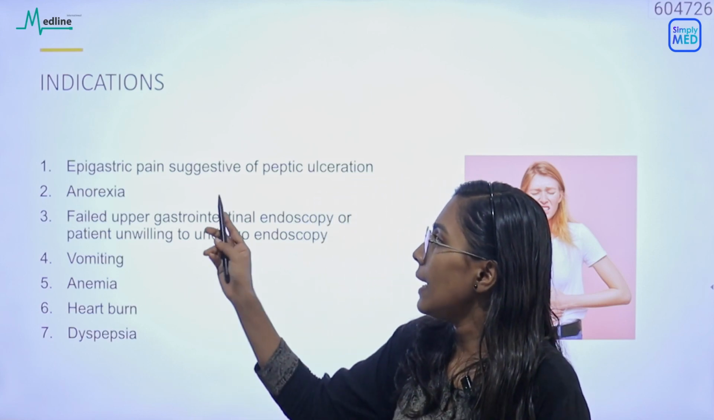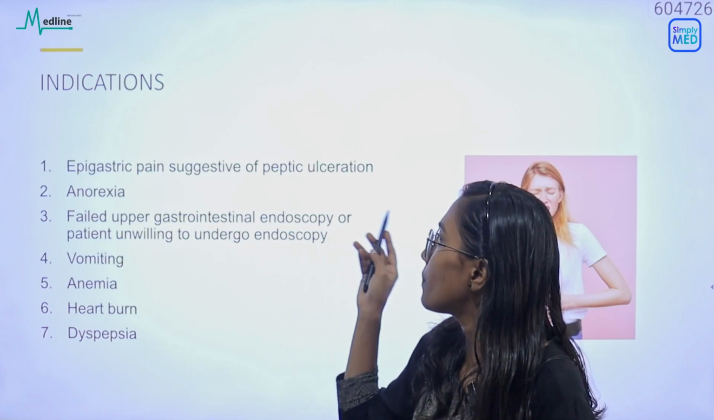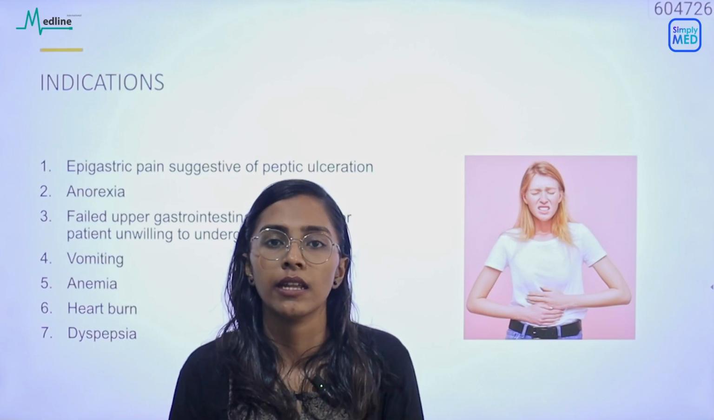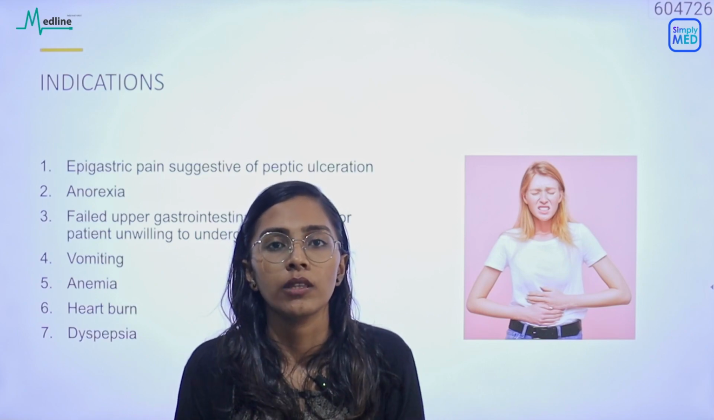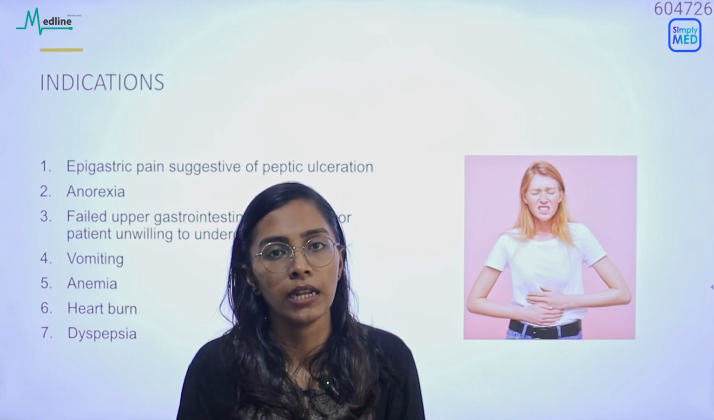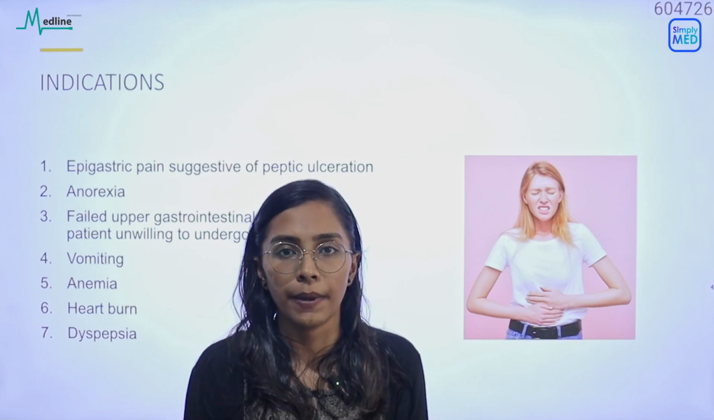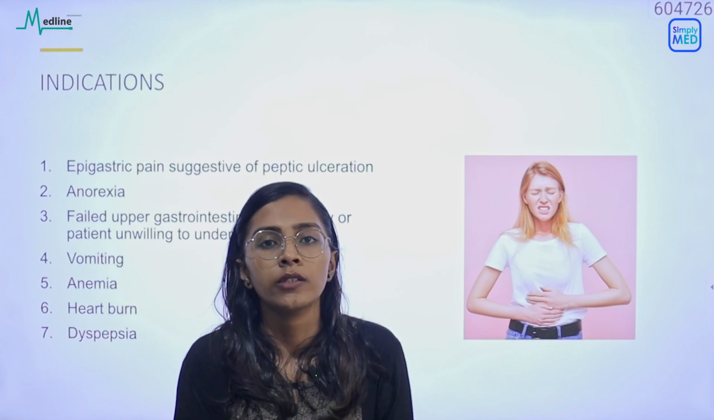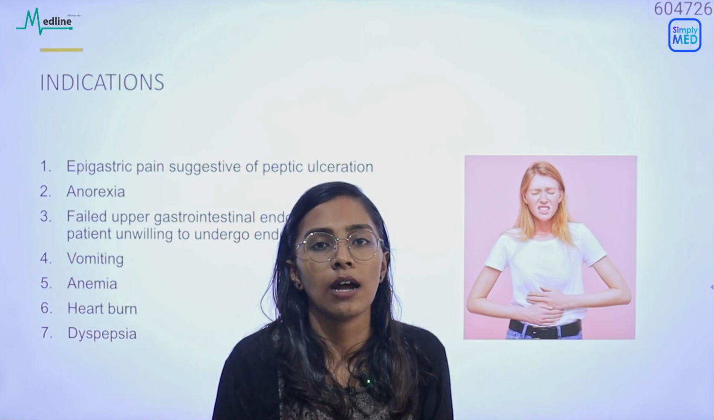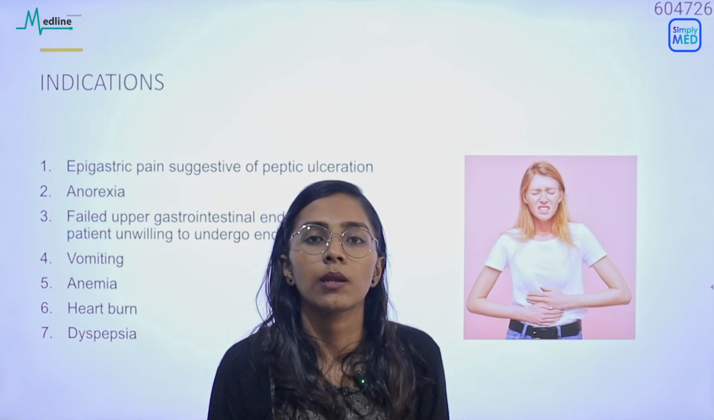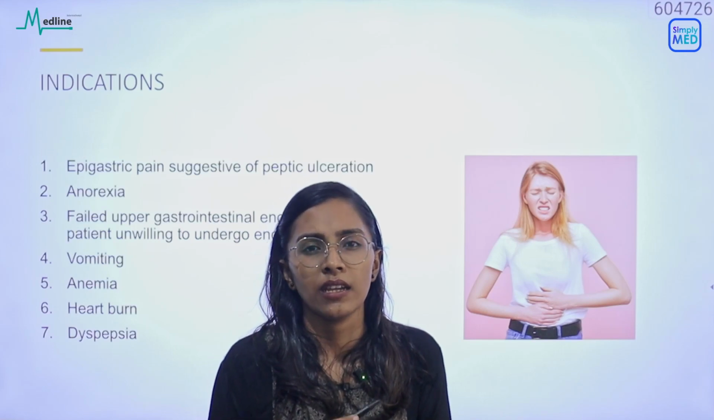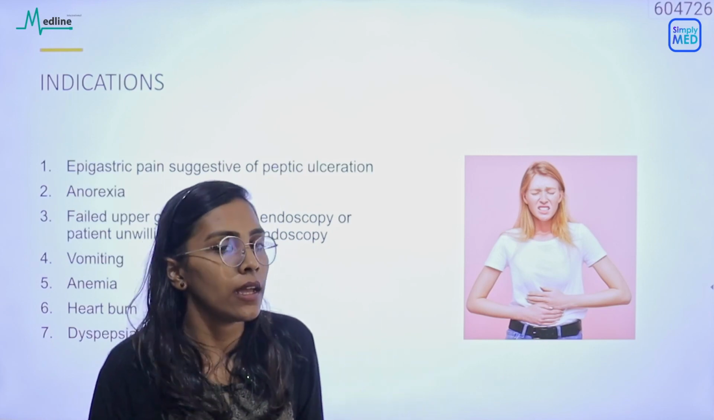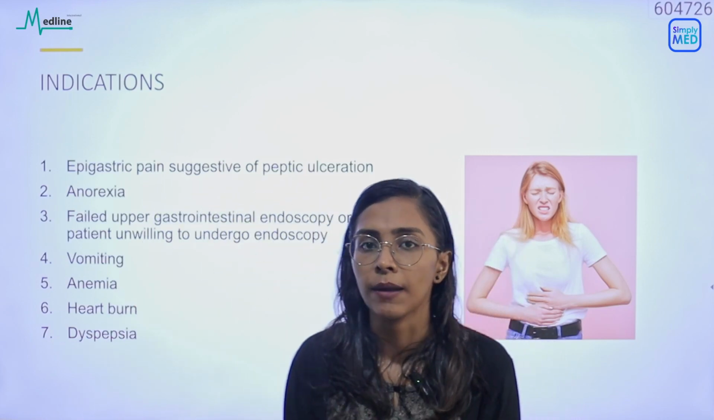So the first one is epigastric pain suggestive of peptic ulceration. If a patient is suspected of peptic ulceration, then the patient will be complaining of epigastric pain, that is pain in the stomach, like a kind of burning pain. That is mostly felt on an empty stomach, and also at night time after having meals. This kind of gnawing pain will be present in the case of peptic ulcers.